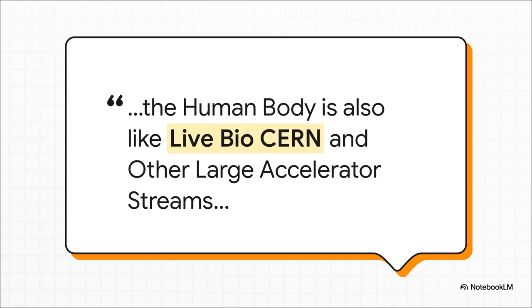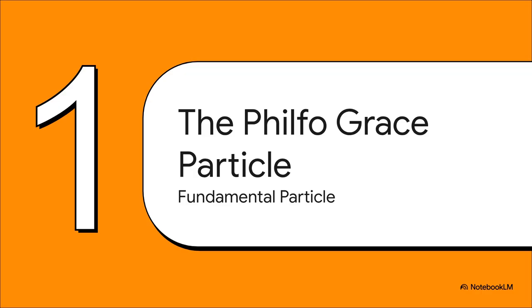And here it is, straight from the source. The main analogy is that our bodies are a kind of living biological version of CERN. So the big question is, how could that possibly work? Well, according to this theory, it all starts with one very, very special proposed particle. Okay, so at the very foundation of this entire model, we have something called the Philfo particle. This is the key, the fundamental building block that supposedly powers this whole bioaccelerator we're talking about.